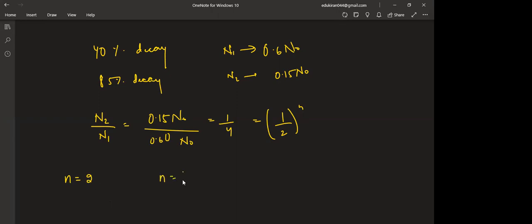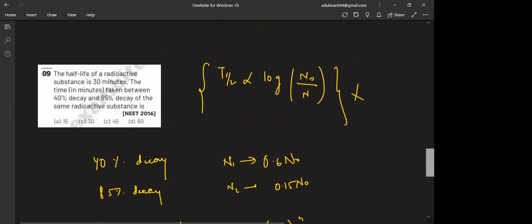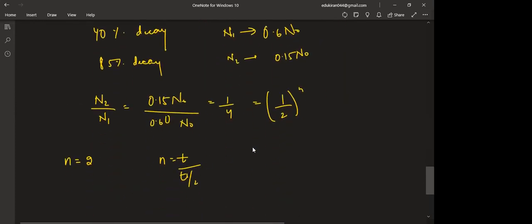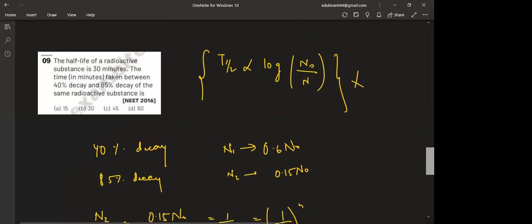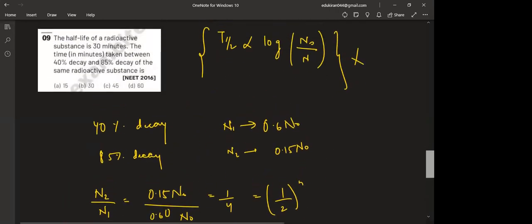How did we write the formula? Time by t half. We have to find out the time taken for the whole decay, that is small t. And half-life is given to us as 30 minutes. So small t is going to be t half into n. So 30 into 2, 60 minutes. So which option? D option. Fine, noted.